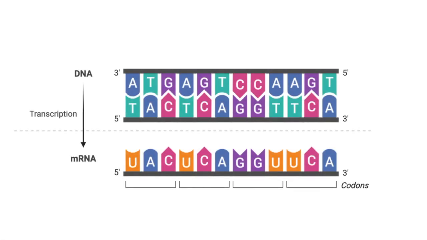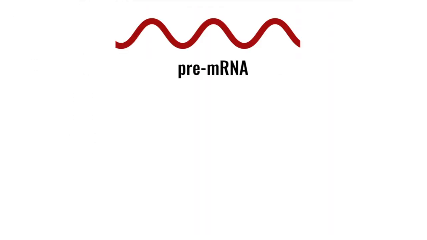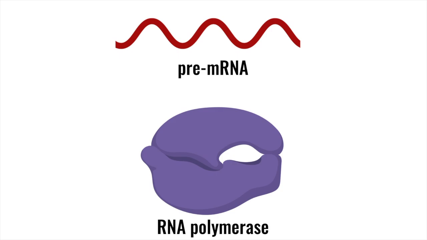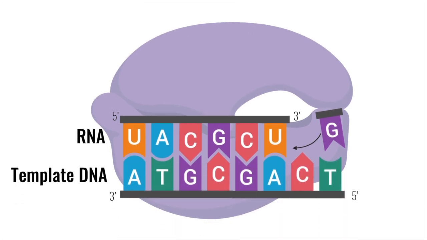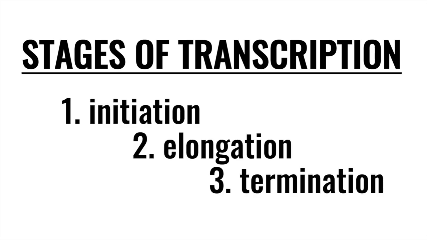So transcription is the process by which DNA is copied, or another word is transcribed, into mRNA, also known as messenger RNA. And mRNA carries the information needed for protein synthesis. But first, pre-messenger RNA is formed, with the involvement of RNA polymerase enzymes. The RNA polymerase enzyme uses a single-stranded DNA template to synthesize a complementary strand of RNA. It builds an RNA strand in the 5' to 3' direction, adding each new nucleotide to the 3' end of the strand. And there are 3 stages of transcription: initiation, elongation, and termination.